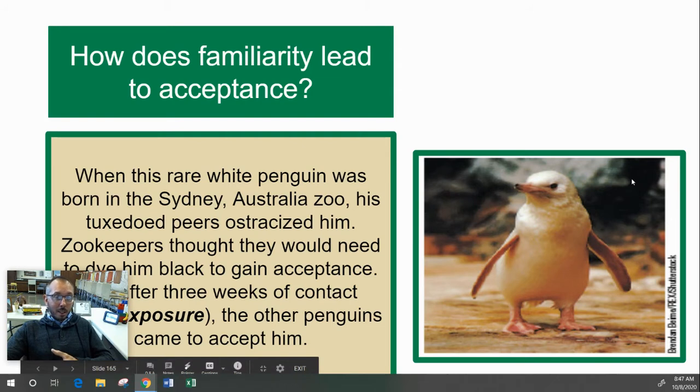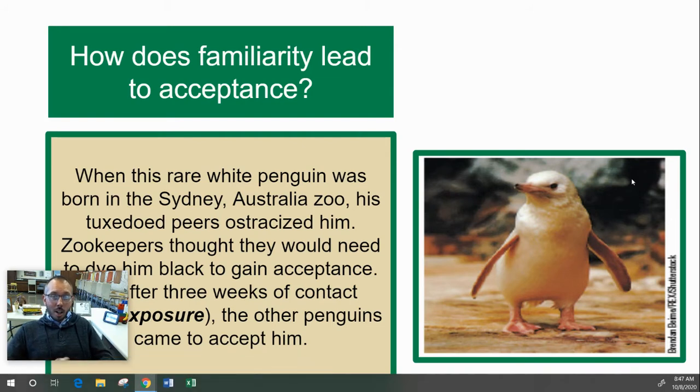So here we've got a little white penguin that was born in Sydney, Australia's zoo. Zookeepers thought that he would be shunned. They were even considering painting him. But after a couple of days of exposure, he became more accepted by his fellow penguins. That's the mere exposure effect. Just seeing something often makes it more normal and more acceptable.